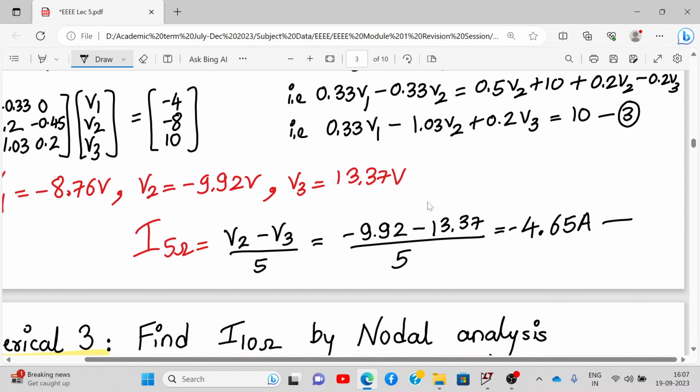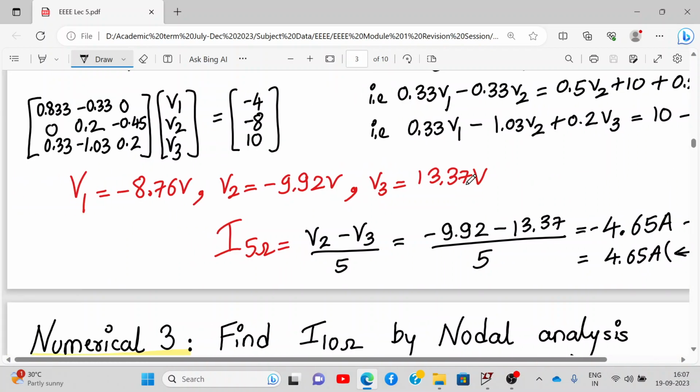If I want to write this as positive, I write it as equal to 4.65 amperes, and the direction will be opposite. We can change the direction of the current and write it as positive. So the current flowing through the 5 ohm resistance will be minus 4.65 going from left to right, or plus 4.65 going from right to left. This is how we can solve a numerical on nodal analysis.